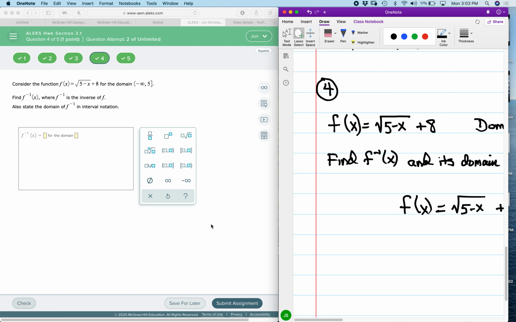Okay, for number 4, we have a given function f of x is equal to the square root of 5 minus x, followed by the addition of 8. And the domain we had to be the set of values x less than or equal to 5, laid out in interval notation. And it says to find the inverse function and its domain.